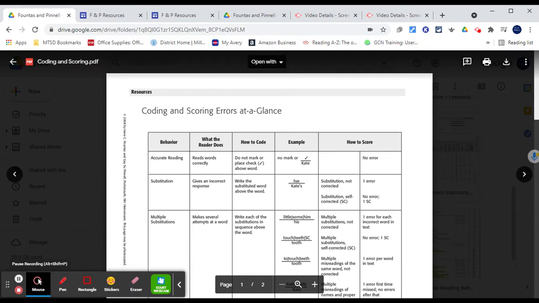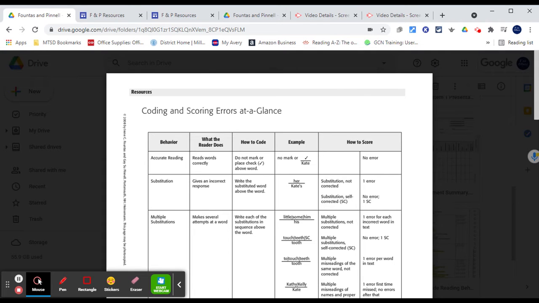Hello, today we're going to talk about the coding and scoring for the errors of the students when you are reading with them to find their accuracy. And so as a student is reading, I just let them read the words until they have an error or a self-correction. So I know here it looks like you're supposed to put a check mark.